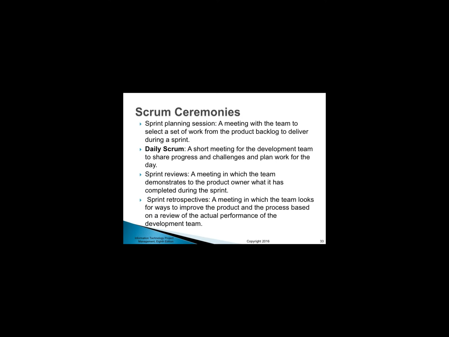Scrum ceremonies. Sprint planning session, a meeting with the team to select a set of work from the product backlog to deliver during a sprint. Daily Scrum, a short meeting for the development team to share progress and challenges and plan work for the day. Sprint reviews, a meeting in which the team demonstrates to the product owner what it has completed during the sprint. Sprint retrospectives, a meeting in which the team looks for ways to improve the product and the process based on a review of the actual performance of the development team.